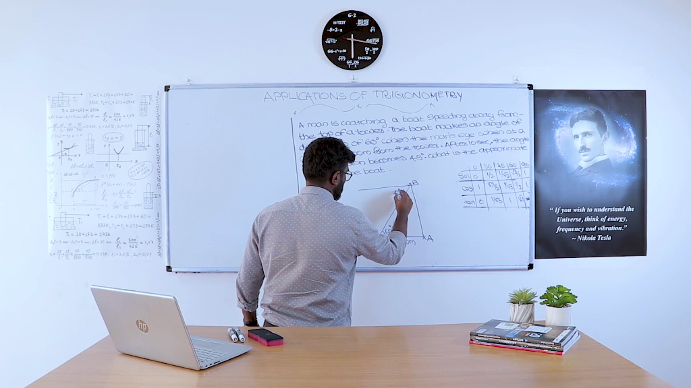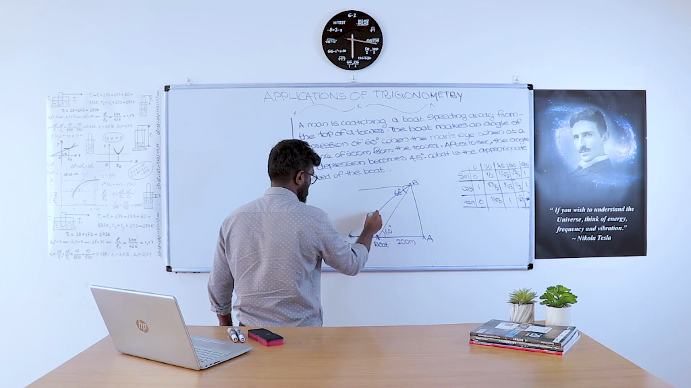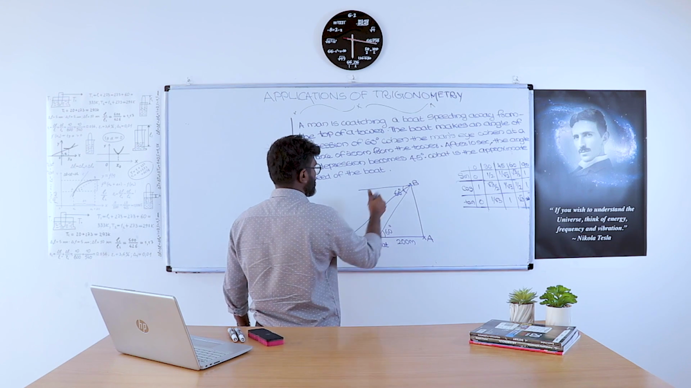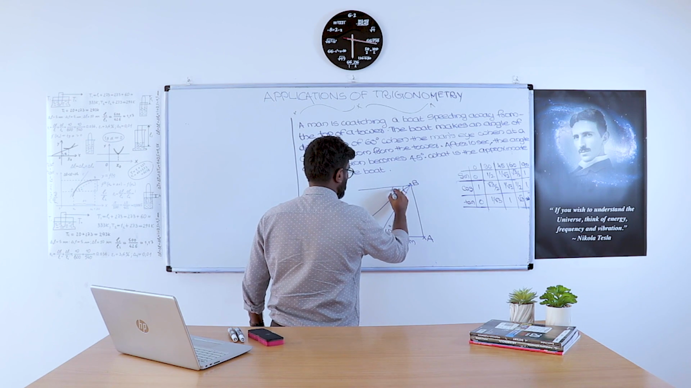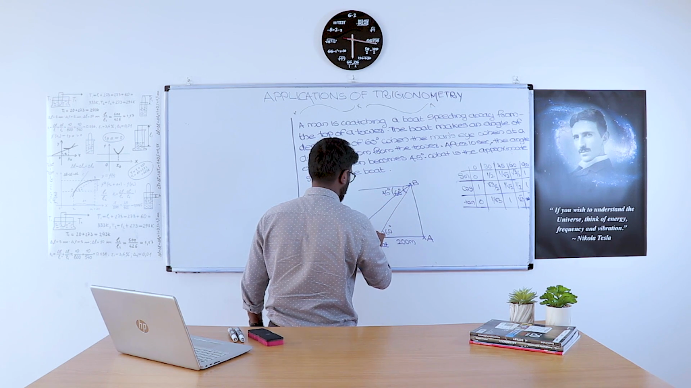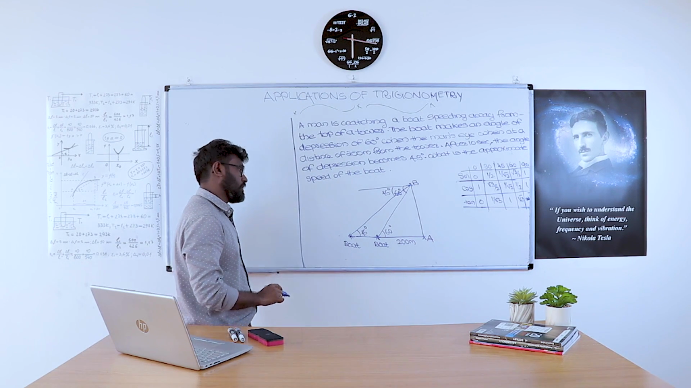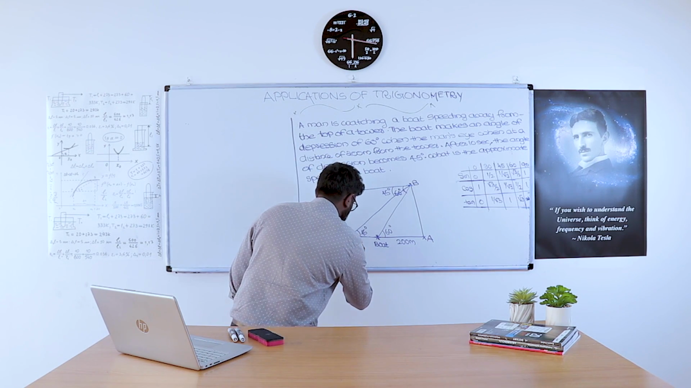This is 60 degree. The angle of depression is only this angle. This is 45 degree. This is 45 degree. This is also 45 degree as in the previous question. What is the approximate speed of the boat? We want to find out the approximate speed of the boat.